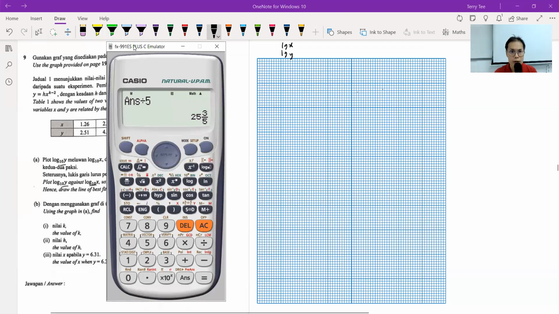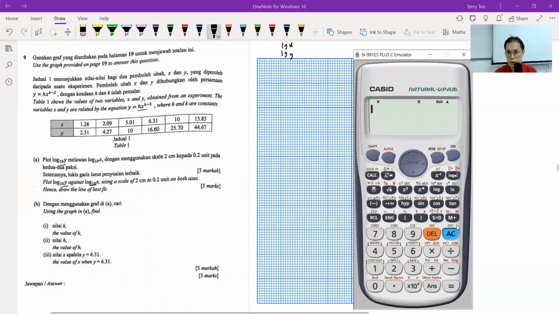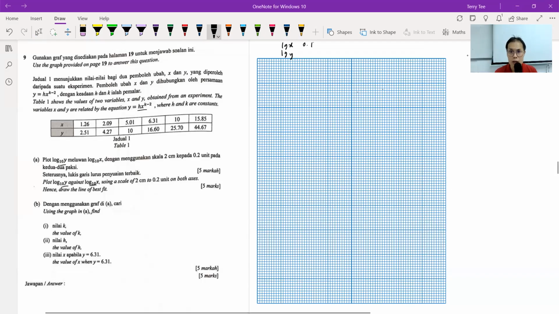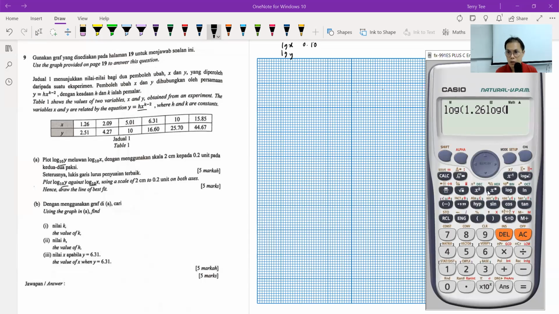For x, let's start. We have to calculate log 1.26. This is a bit annoying because you have to write down one by one and leave it correct to 2 decimal places. Don't need too many decimal points, 2 decimal places is good enough. This is 0.10. I calculate my y at the same time. So next, my y is log 2.51. My y value would be 0.3996, rounded off is 0.40.